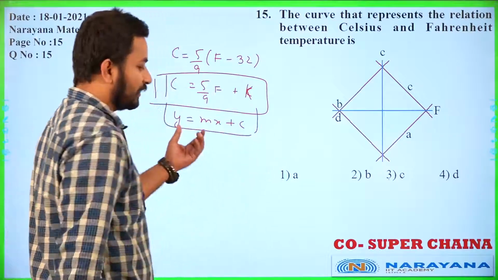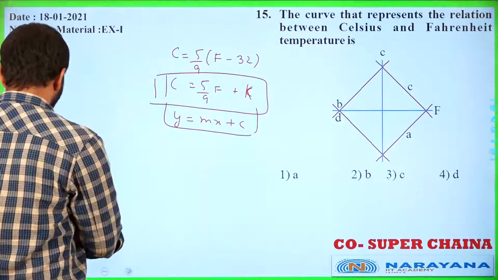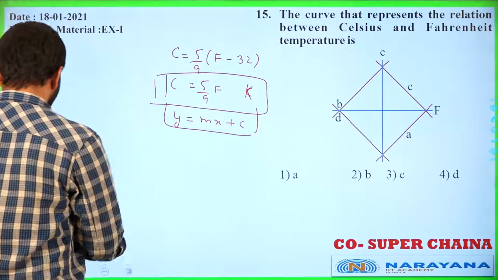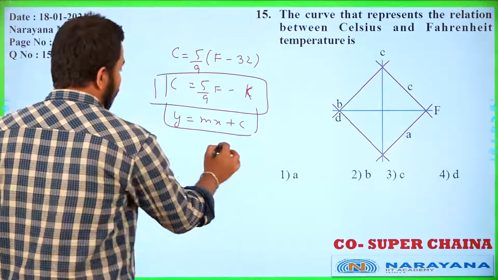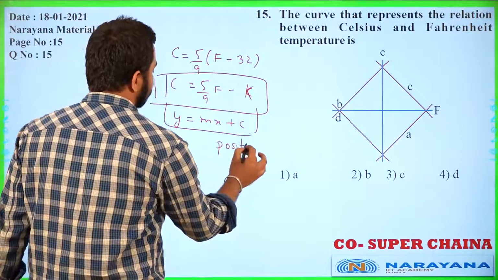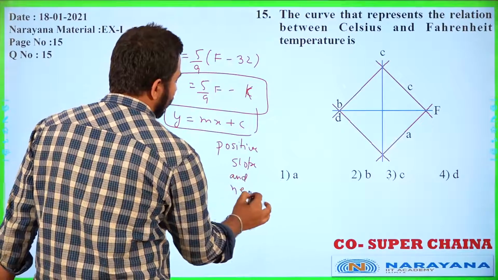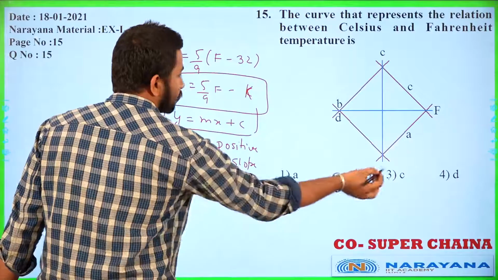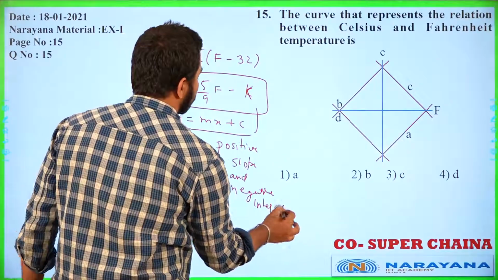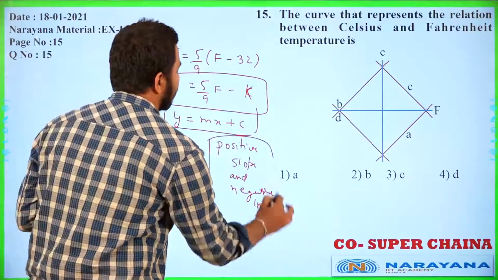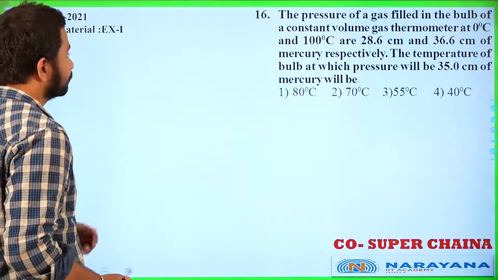Okay, so this will be minus. So what do we get here? We get a relation with a positive slope and a negative intercept, right? So from the options we can easily check which one is a positive slope and negative intercept. So C will be the answer of this one. So let's move to the next one now.